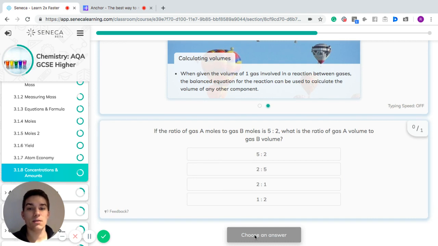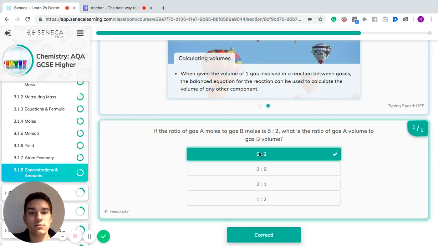So again, let's think of an example of this. If the ratio of gas A moles to gas B moles is 5:2, then what is the ratio of gas A volume to gas B volume? So remember, 1 mole of any gas takes up the same space, so the ratio will be exactly the same. The volume of gas A and gas B will be the same as the ratio of the number of moles. That's 5:2.